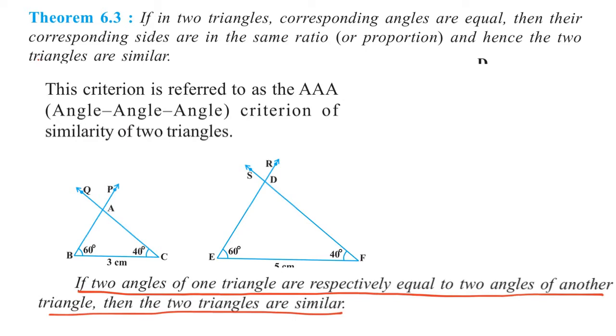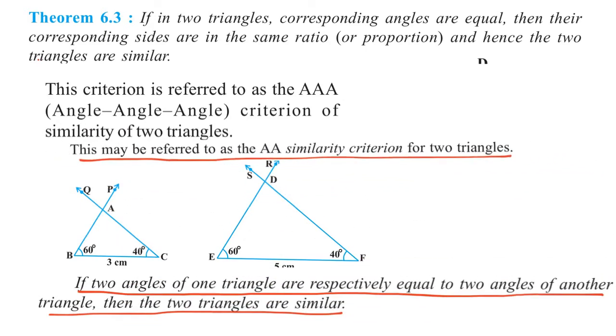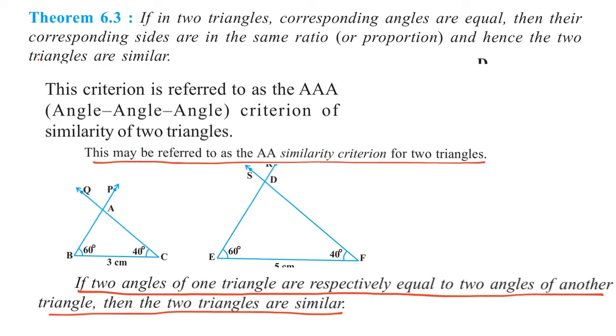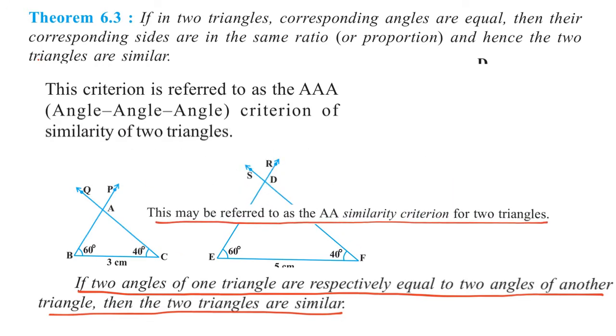So this may be referred to as the AA criterion, because we know only 2 angles over here. This is the AA similarity criterion of two triangles. So either we know all the 3 angles, or if we know only 2 angles, we can conclude that the triangles are similar. So this is the first criterion of similarity of triangles.